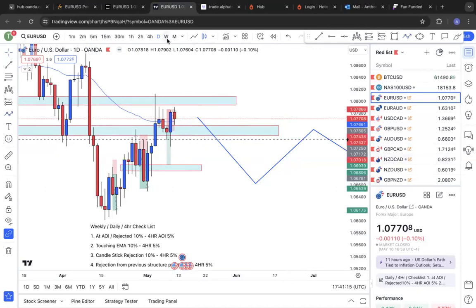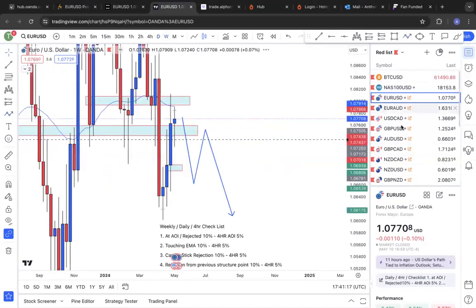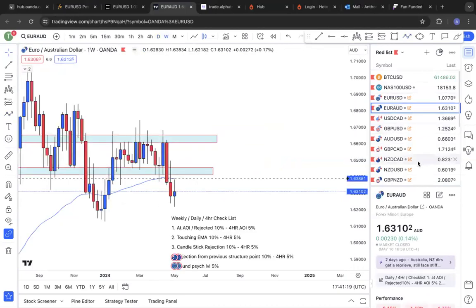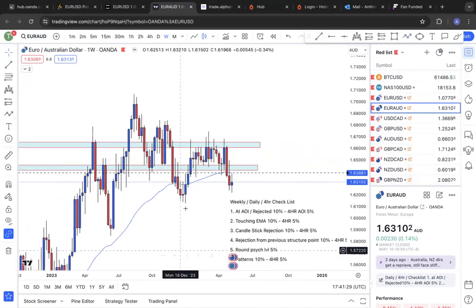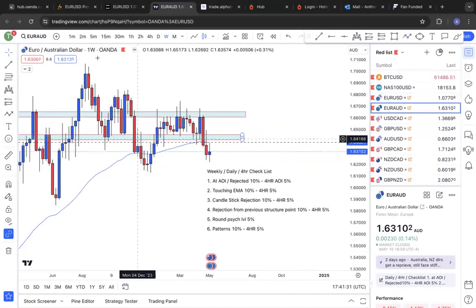All right, let's go to Euro AUD. On the weekly charts once again, the checklist is there. Bearish, lower high, lower low.